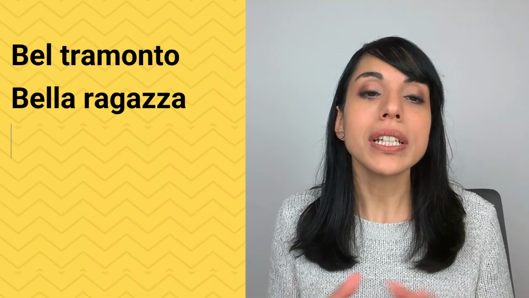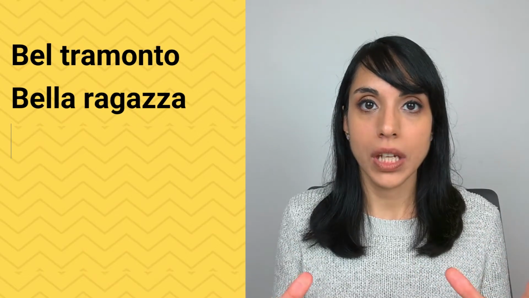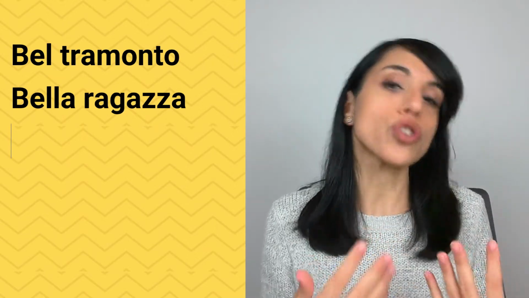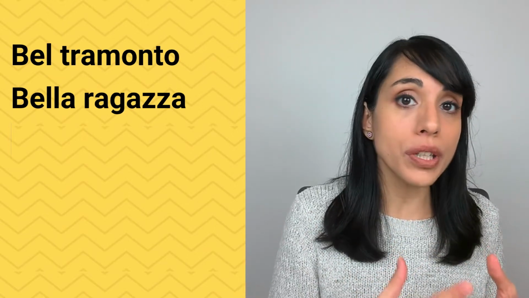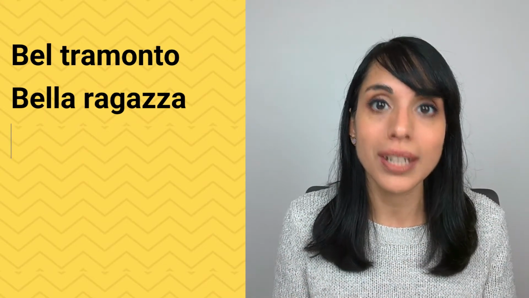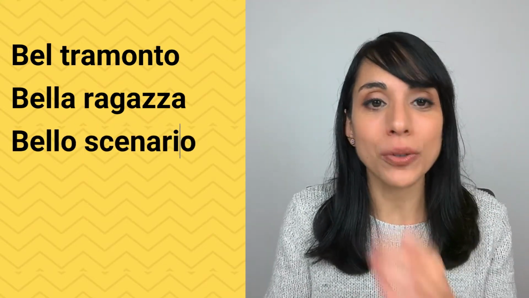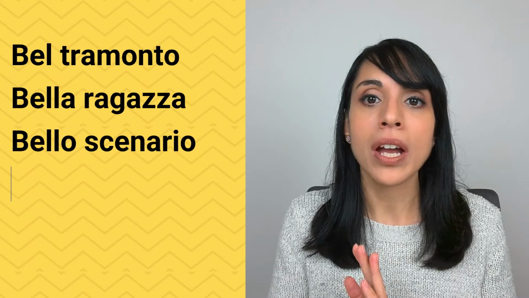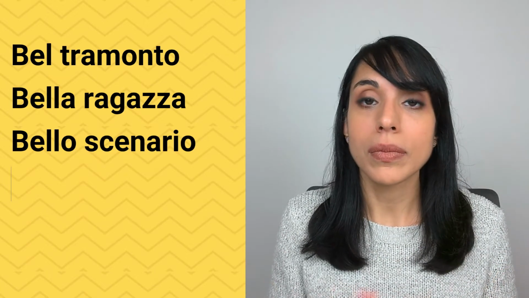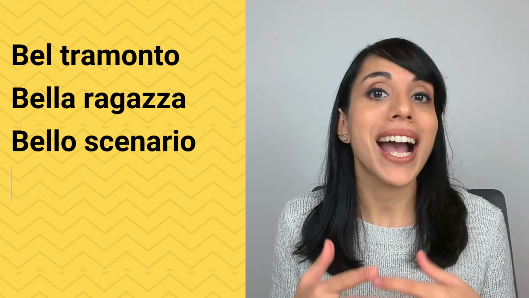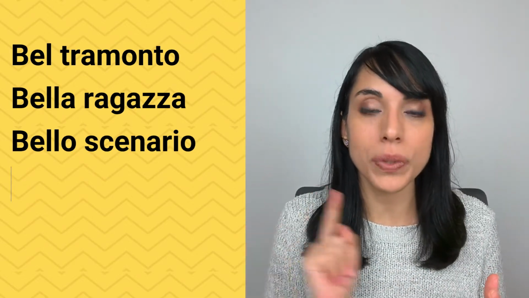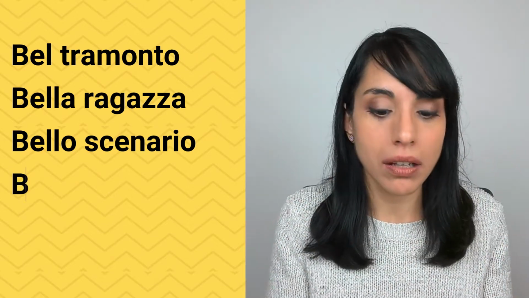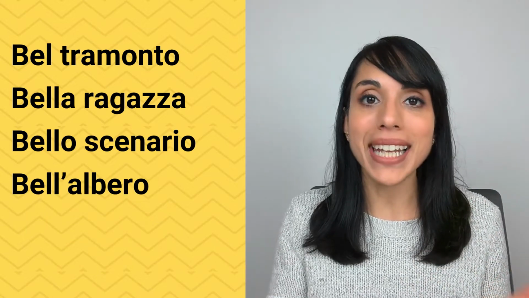Scenery. Scenery in Italian is scenario. It's a word that begins with S plus consonant, so it calls for lo. Lo scenario, the scenery. So how will we say beautiful scenery? Bello scenario. Chiaro? Is it clear? Let's keep practicing. Tree. How do you say the tree? L'albero, l', because it begins with a vowel. So, be plus l', bell'albero, a beautiful tree.